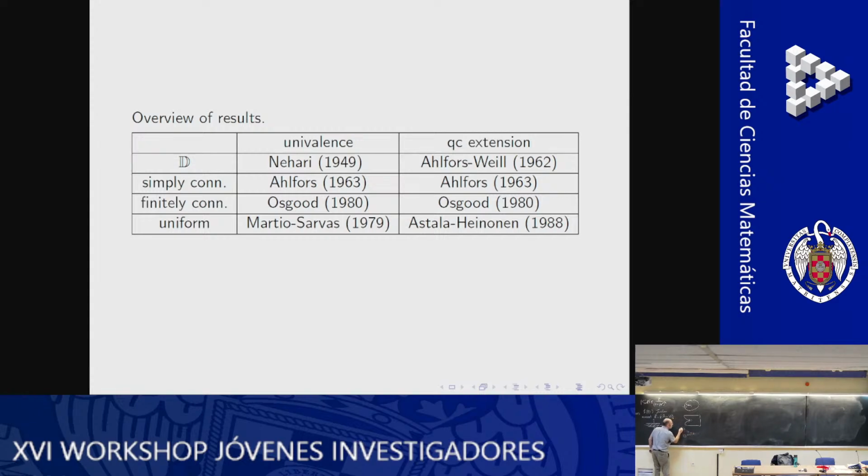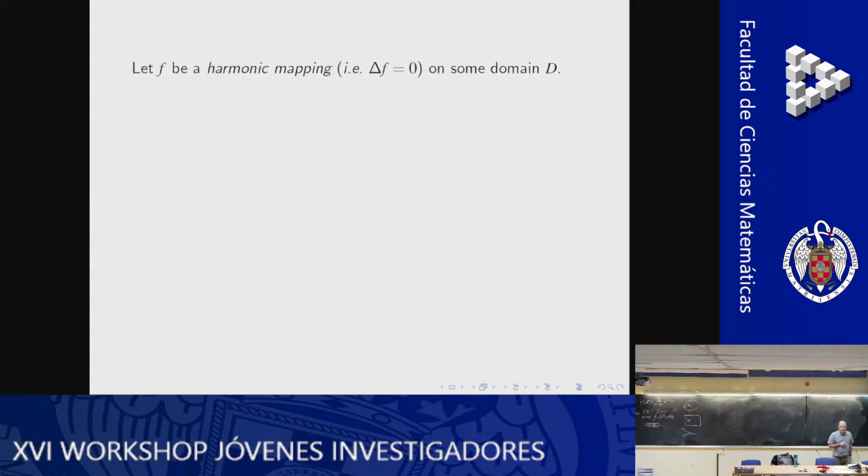So things like that would be a cusp, in quotation marks. Something like this is prohibited in uniform domains. And in uniform domains, we have, again, a univalence criterion and a quasi-conformal extension theorem. Right. Now let's see all these for harmonic mappings.